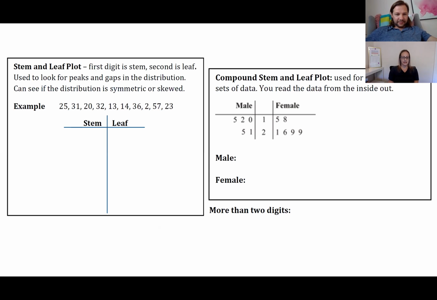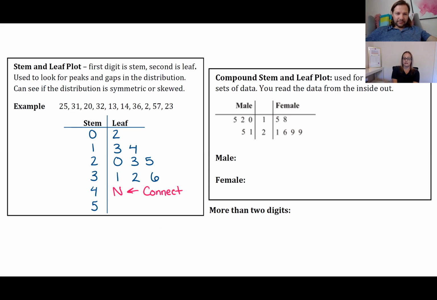So when you make your table to figure out your stems, you just want to look at what your numbers range from. So they go from 2 up to the largest one, which is 57. So you would want to have stems that range from 0 to 5. And you don't want to skip any numbers, so even if you were missing one, you wouldn't want to skip it. And then the leaf part is going to be the second digit in all your numbers. So for the whole number 2, we have a stem of 0 because we need to write it as 2 digits. So the leaf part would just be 2 for that.